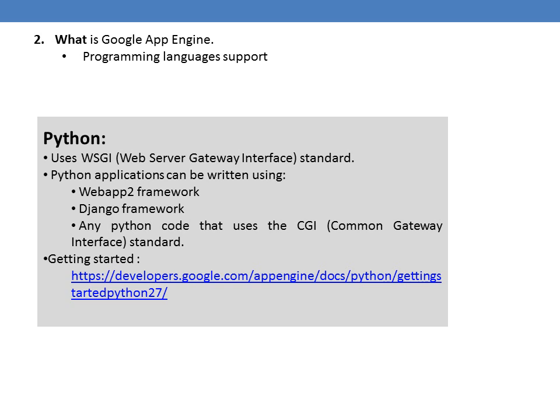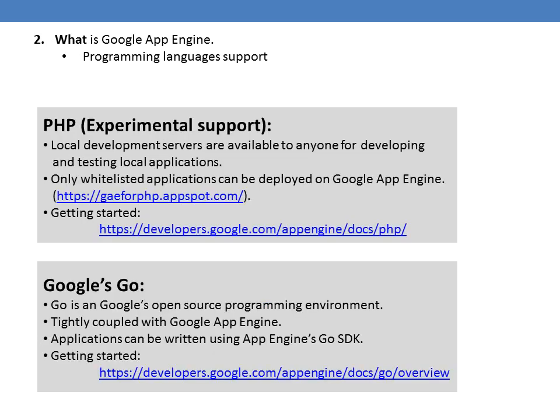Next, Python programming. App Engine also supports the Python programming language. WSGI, the web server gateway interface standard. Python applications can be written using the webapp2 framework, or the Django framework. Any Python code that uses the CGI, common gateway interface standard, works too. Getting started with this URL. After that, PHP and Google's Go, which have similar programming language support.